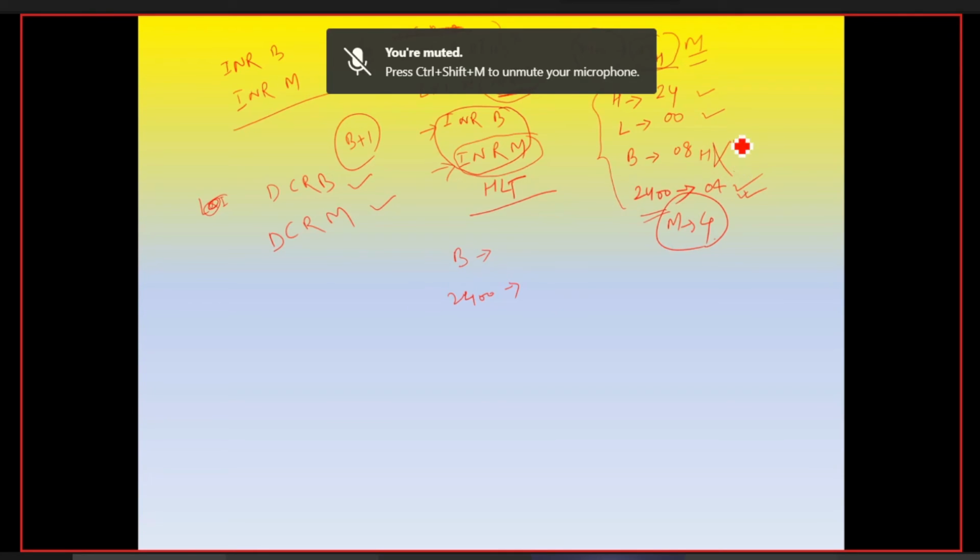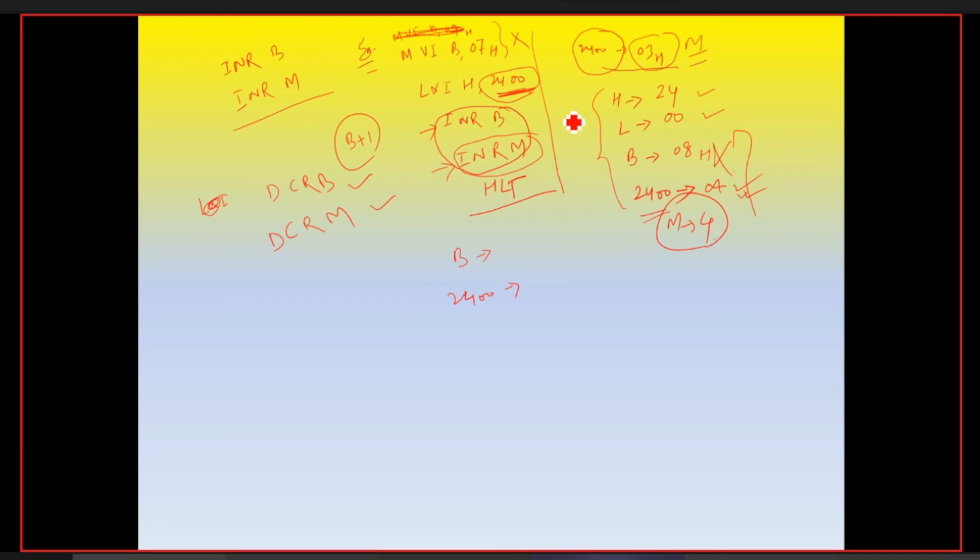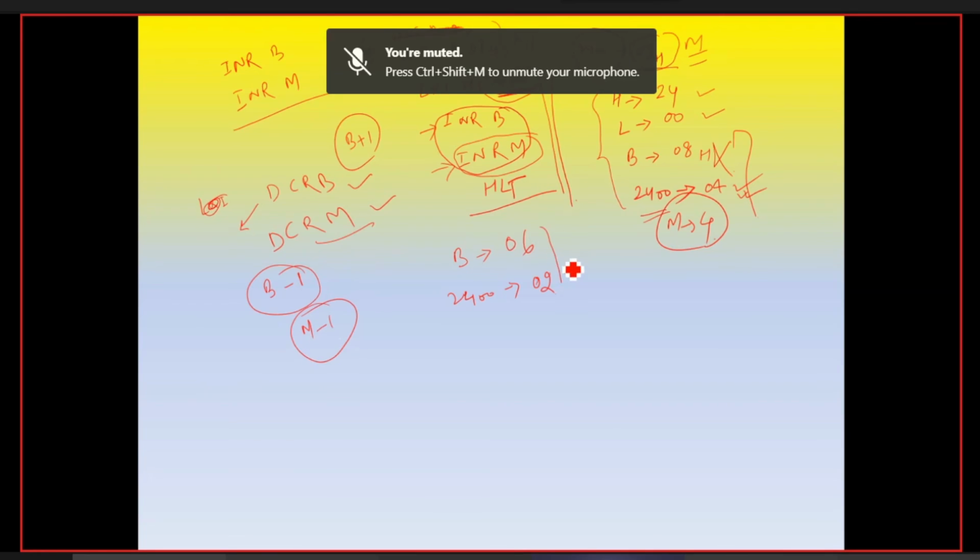ये छोड़ दो, ये छोड़ दो अभी, इसको नहीं रिलेट करना है. In this program, sir, B will be 06. 06. Okay, and 2400? Sir, 02. Okay, so DCRB means it will decrement the content of register B by 1. DCRM will decrement the content of this 2400 by 1, M minus 1. So 3 tha initially, now it becomes 2.